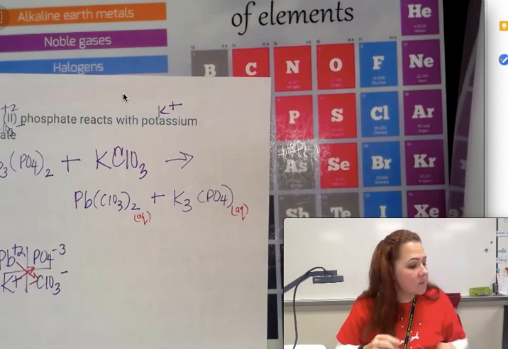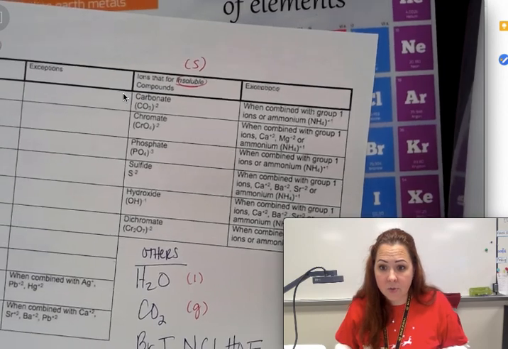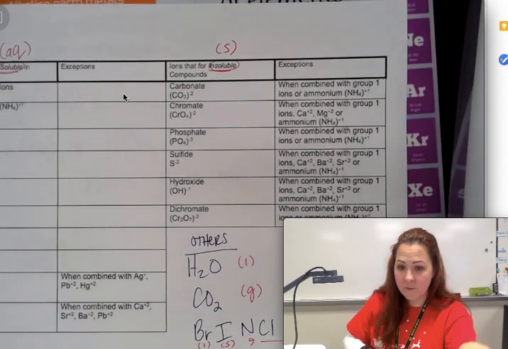So I hope that that helps. Again, you're going to need this chart. The chart is either in your reference materials or it's on the back of the periodic table that I had copied for you. And then there is some extra information in your notes.